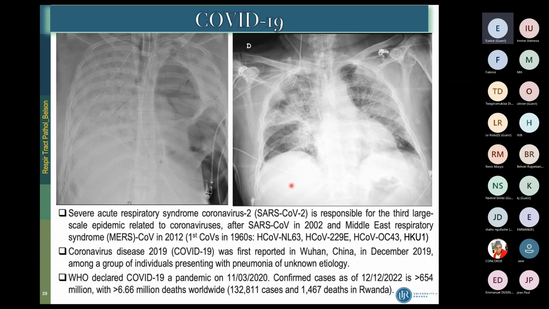And as you know, as I said here, you see that on this diagram, on this X-ray on the left, you see that you cannot see the lung on the right side. So there was a severe acute respiratory syndrome coronavirus.